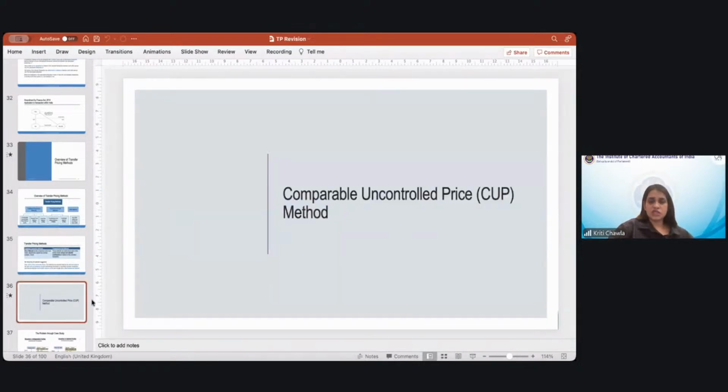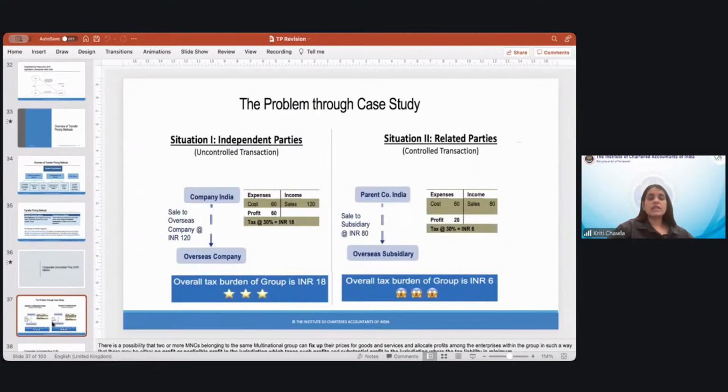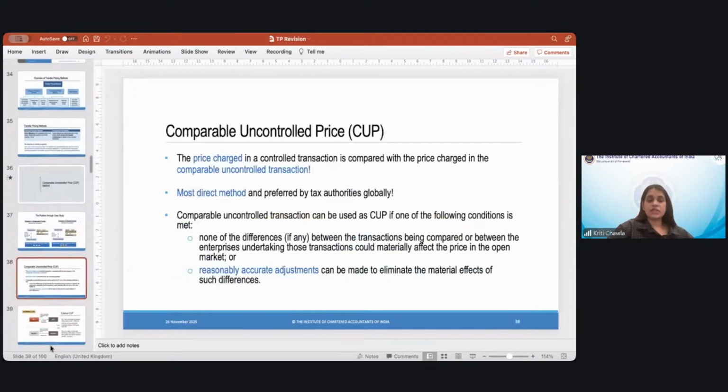So let's start with the first method, which is the comparable uncontrolled price method. The comparable uncontrolled price method is a very simple method. It just says: what is the price which is charged in an independent situation? Look at that particular price. What is the price at which independent parties are transacting? Look at that price, compare it with your transaction and then replicate it. So basically just copy paste that price. And this is the most direct method.